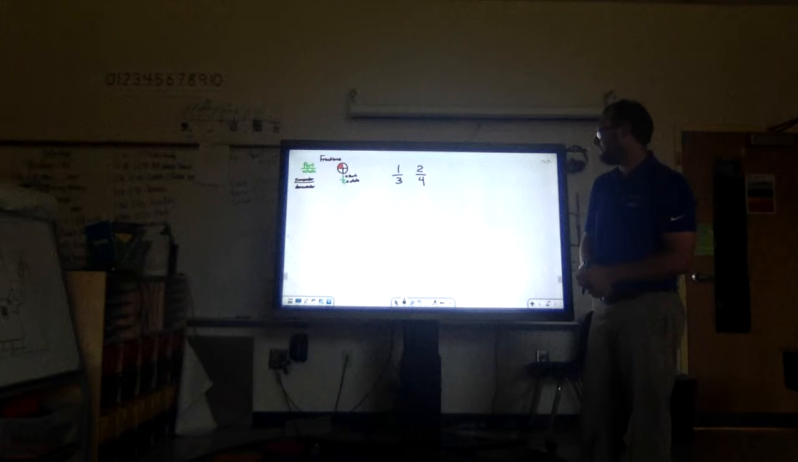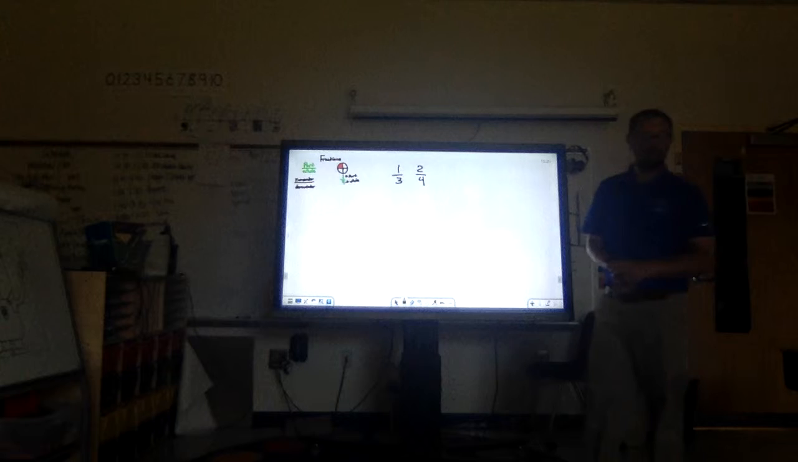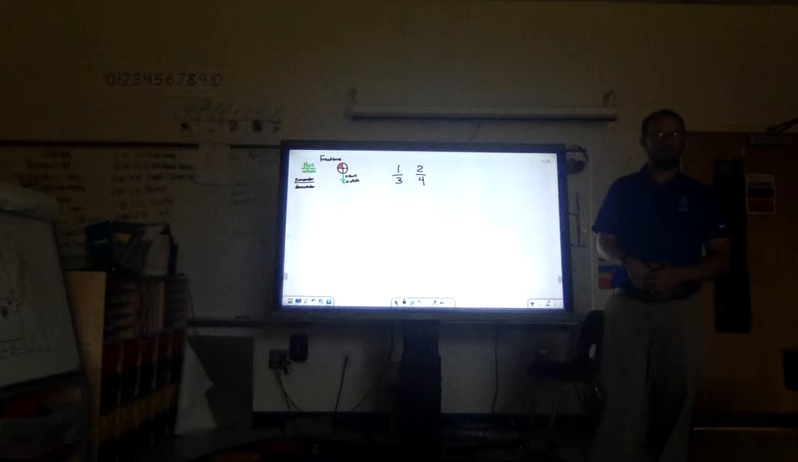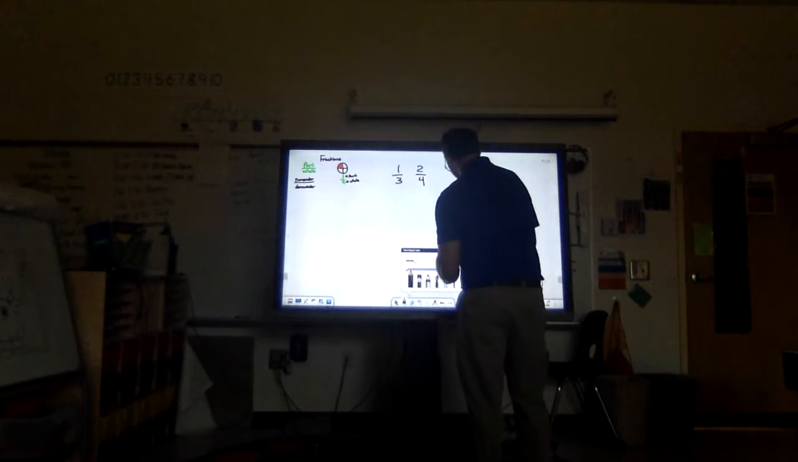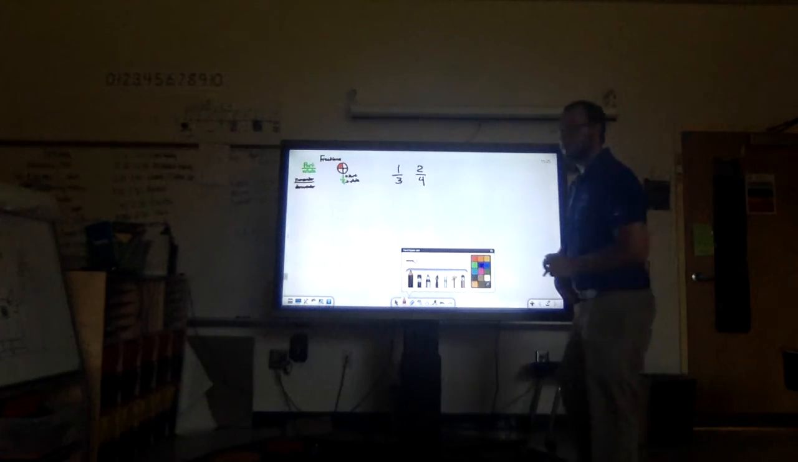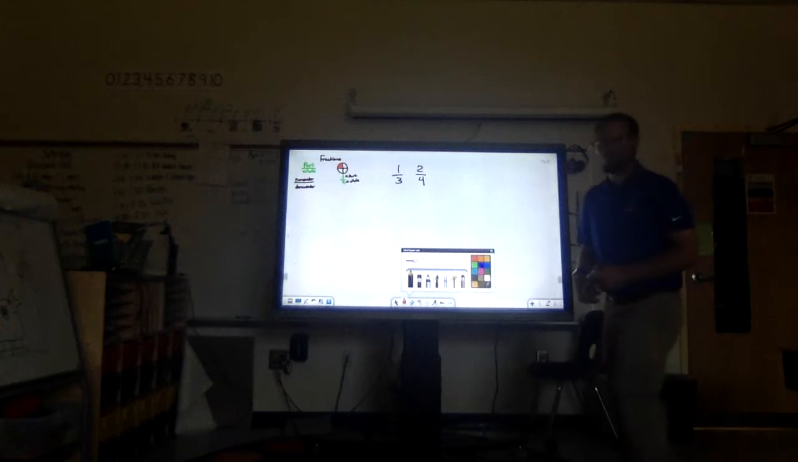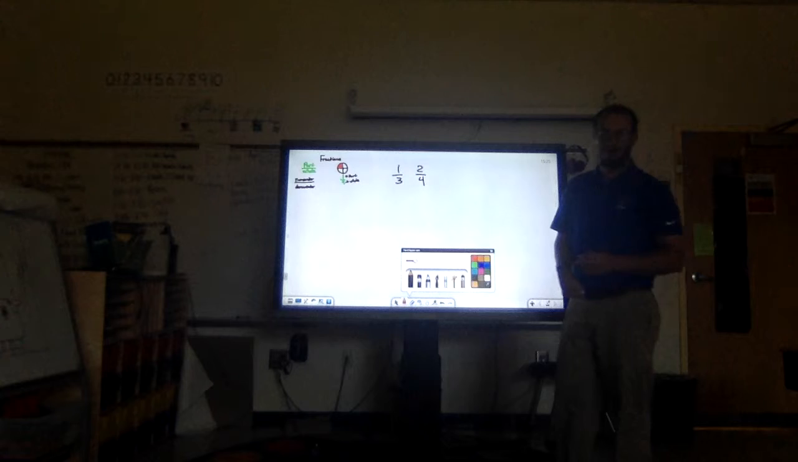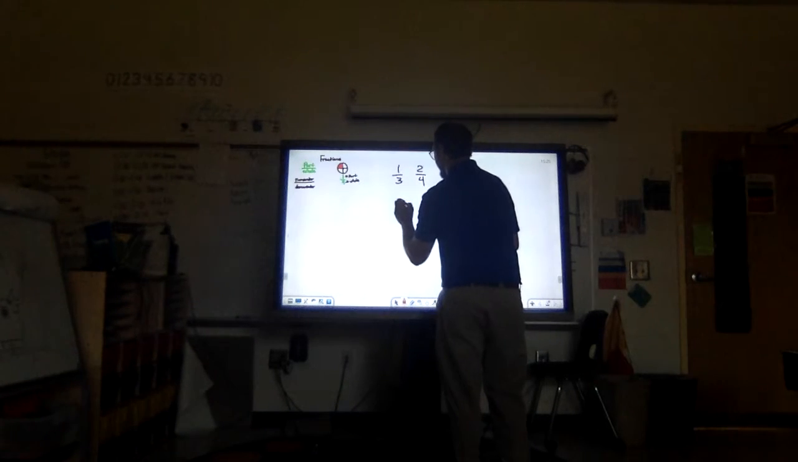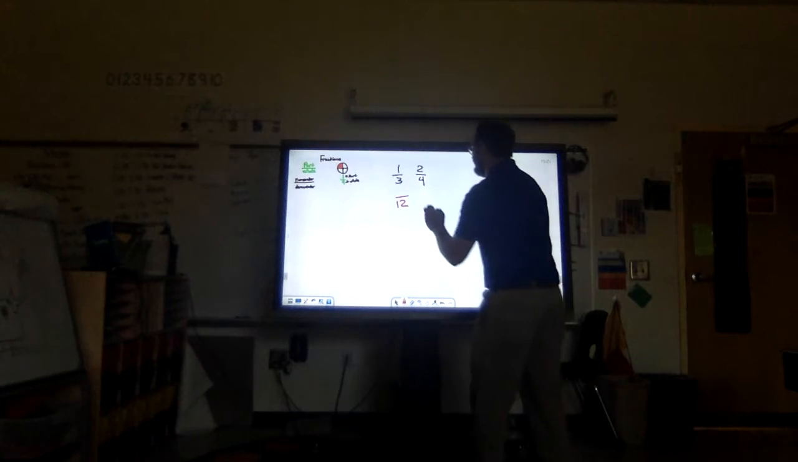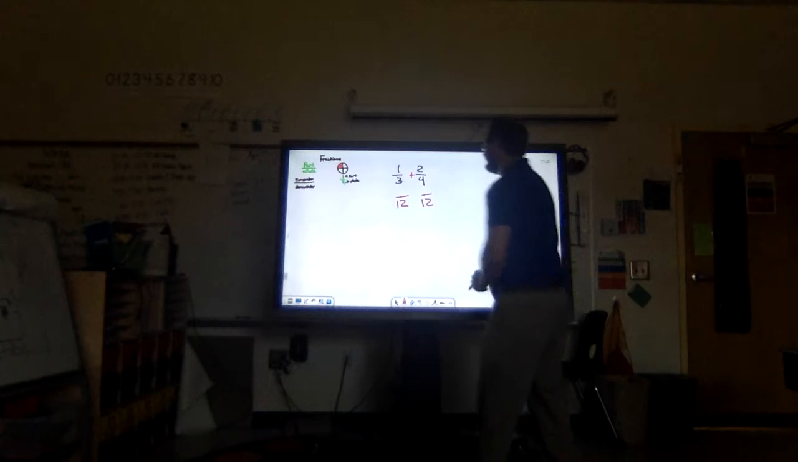Okay? So what can we do to get the same denominator? It's a quick and simple fix. Good job. We can multiply the denominators together. Okay, so what can we do? 3 times 4. 3 times 4 is what? Noah. It is 12. 12 is the denominator. Okay, we have 12. And we are going to add these together.